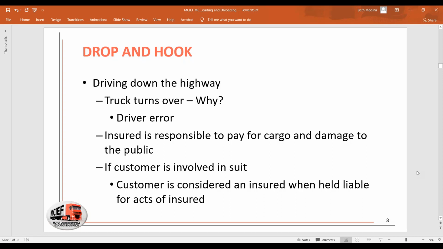If the customer is involved in a lawsuit, meaning that they're named vicariously because they're being held liable for the actions of the insured, then the customer will qualify as an insured. There is a white paper on our website that addresses the liability for the additional insured provisions that you might want to refer to.